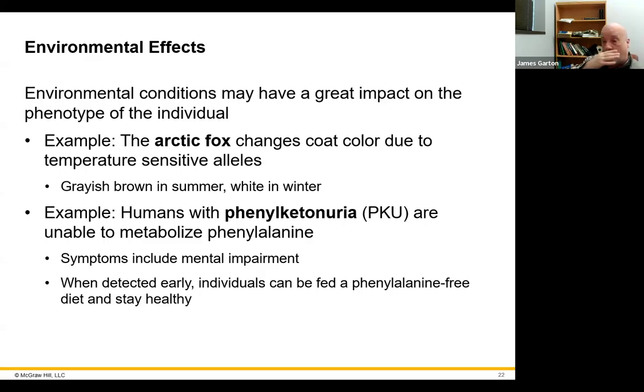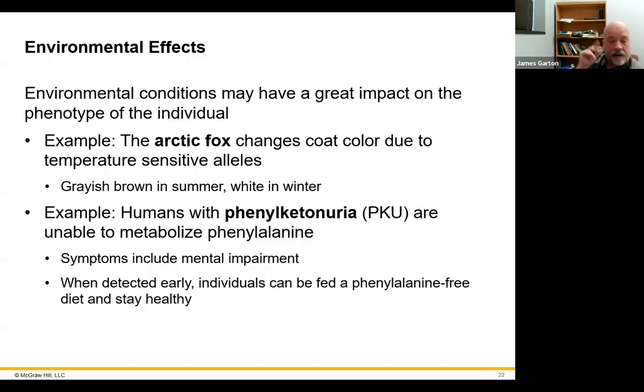Arctic foxes and a lot of other organisms change their coat color due to changes in temperature. And so in this Arctic fox, they tend to be brownish in the summer, and when it's cold in the winter, they turn white. If you have phenylketonuria, you can't metabolize phenylalanine. And so that amino acid builds up in your body, and it impairs development of the central nervous system.